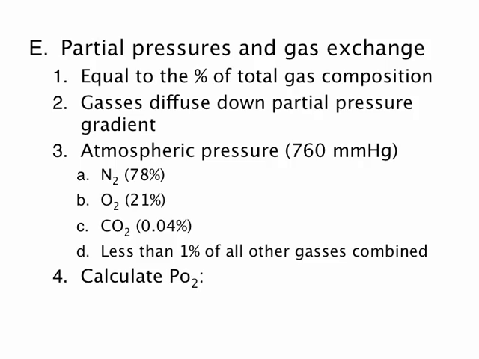So we need to calculate the partial pressure, let's say, of oxygen. We said it was equal to the percentage of the gas composition. So we would take 760, because that's the total of the composition of the gas, so 760 millimeters of mercury, times 0.21. I got the 0.21 because that is the decimal form of 21%. Multiply those two together and we get 160 millimeters of mercury. So that would be the partial pressure of oxygen. We could do the same thing for nitrogen or the same thing for carbon dioxide.